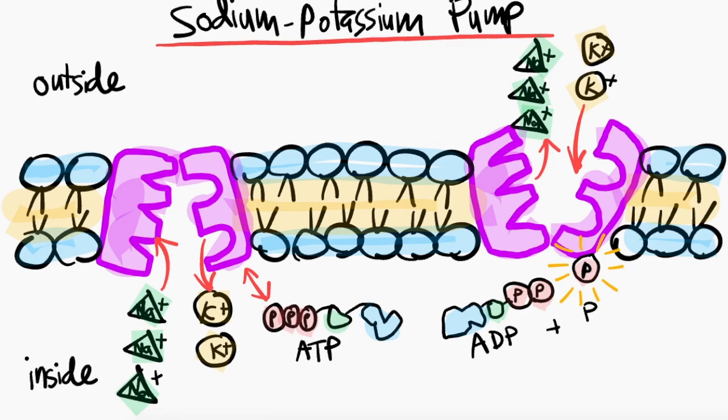It's kind of an exchange that happens. I'll give you 3 sodium ions while you give me 2 potassium ions. The cells like to keep a high concentration of potassium ions inside by using sodium ions. This is very useful for your nerves and your muscle cells.